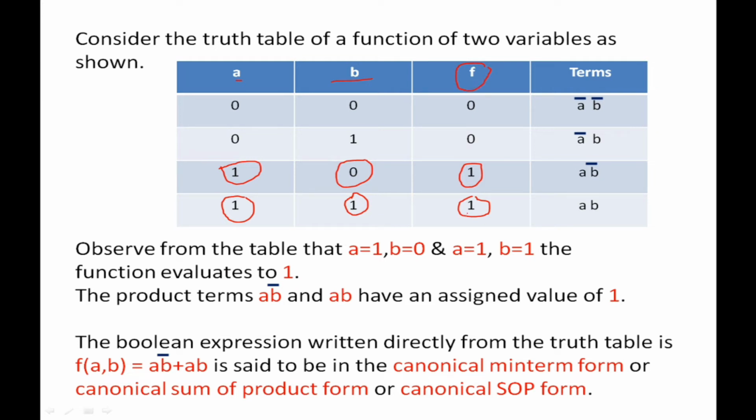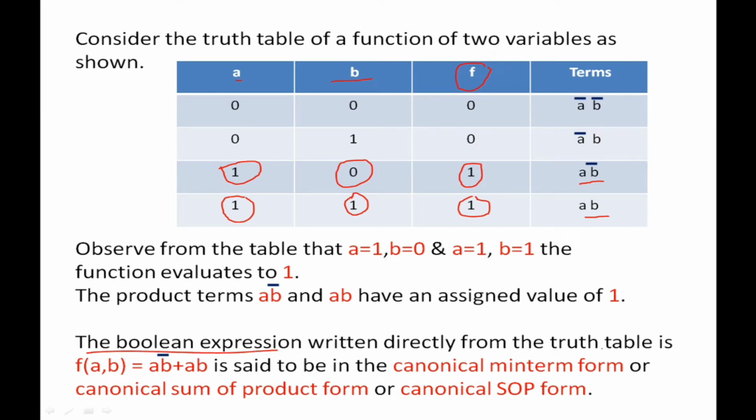evaluates to 1. So in a given truth table, if the function for a particular row evaluates to 1, the product terms, that is a b bar and ab, which have been assigned a value 1, will be a part of the Boolean expression. Because f is evaluating to 1 for these rows, these two product terms a b bar and ab are going to be a part of our Boolean function.